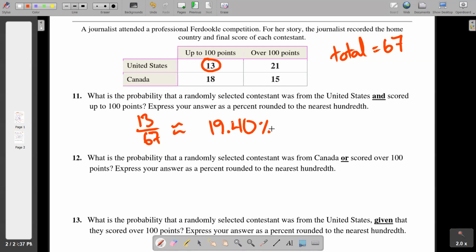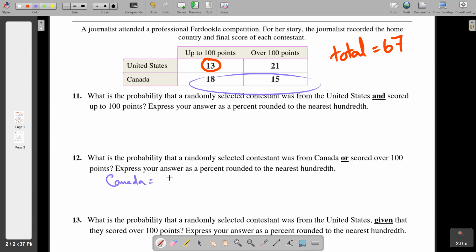Okay, good. Number 12 says, what's the probability that a randomly selected contestant was from Canada or scored over 100? You got an or. You know what that means? I gotta say, okay, Canada is these people, and that's a total of 33. Scored over 100 is these people in the other purple oval, and that's 21 plus 15 is 36. So for over 100, I'm going to put 36.